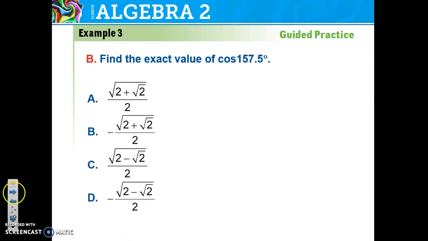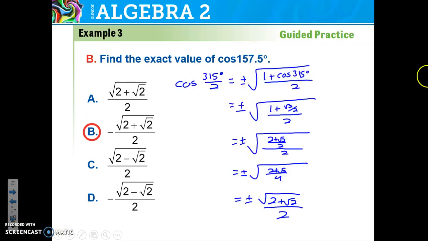All right, try this one. Okay, your answer here should have been B. All right, and here's the work for this one. In order to use the half angle formula, I recognize that 157.5 is the same as 315 degrees divided by 2, and 315 is a common angle that I know something about its sine and cosine. It's one of my unit circle angles. So here my theta is 315 degrees.